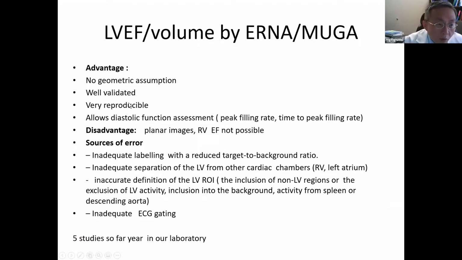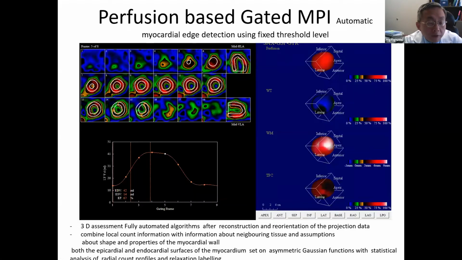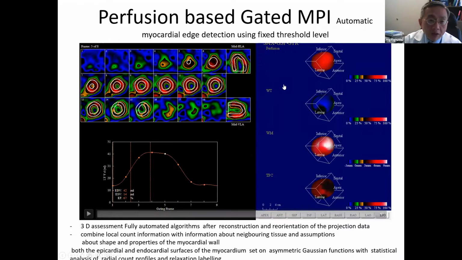Advantage: again, it is very well validated over several decades, and there are some sources of error, obviously. But the fact is we only did 5 studies in our laboratory this last year, and I would say it's a lost art, unfortunately. But I'm going to focus mostly on the perfusion-based gated cardiac perfusion derived ejection fraction, because you're going to get this information regardless of whether you want it or not when you order a nuclear perfusion imaging for detection of ischemia and scar.